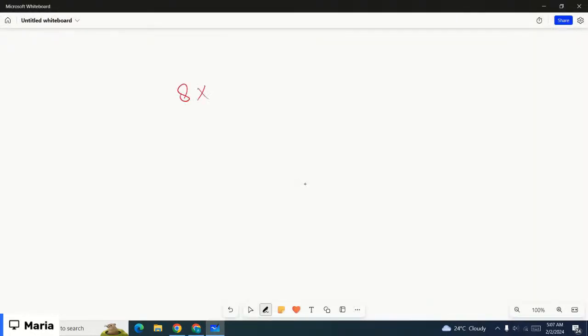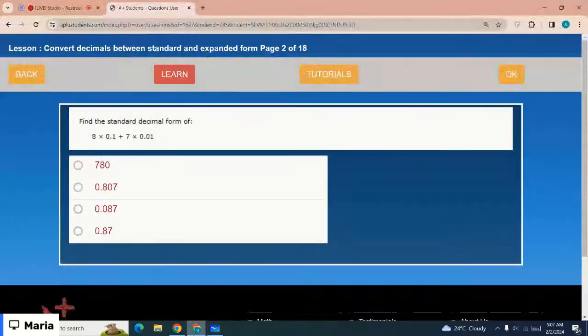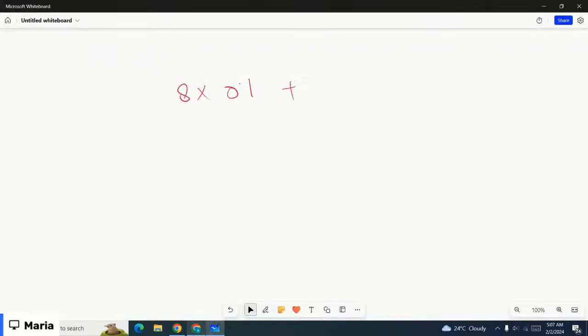That is 8 times 0.1 plus 7 times 0.01, right? So 8 times 0.1 means that is the very first digit after the decimal point. You don't have any digit at the ones place, that means that is 0. So that is the first decimal after the decimal point, the digit at the tenths position. Here you have 8.